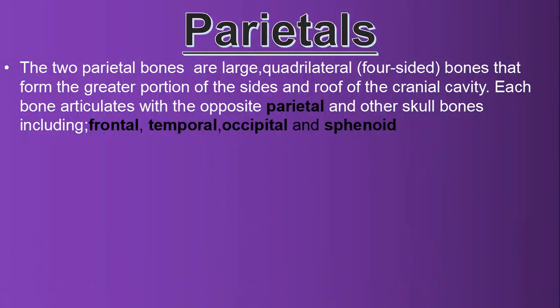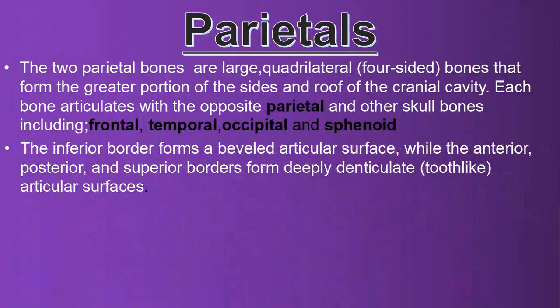Each bone articulates with the opposite parietal and other skull bones, including frontal, temporal, occipital, and sphenoid. So we did with frontal, and soon we'll be getting to know about the temporal, occipital, and sphenoid, which are in close contact with the parietals.